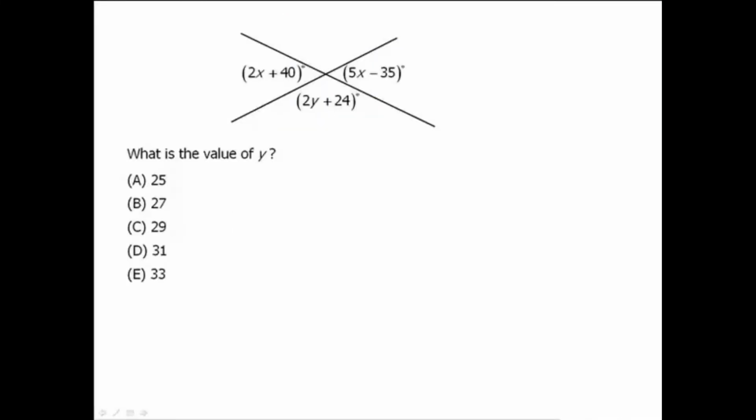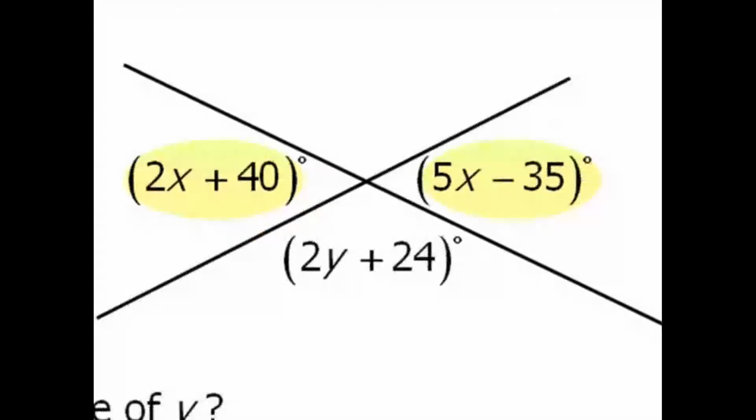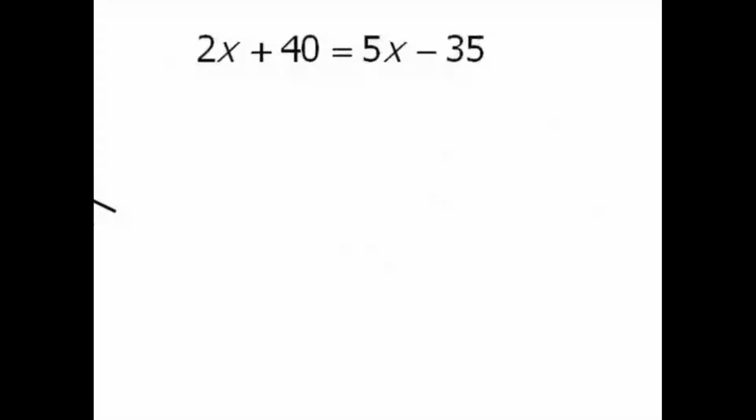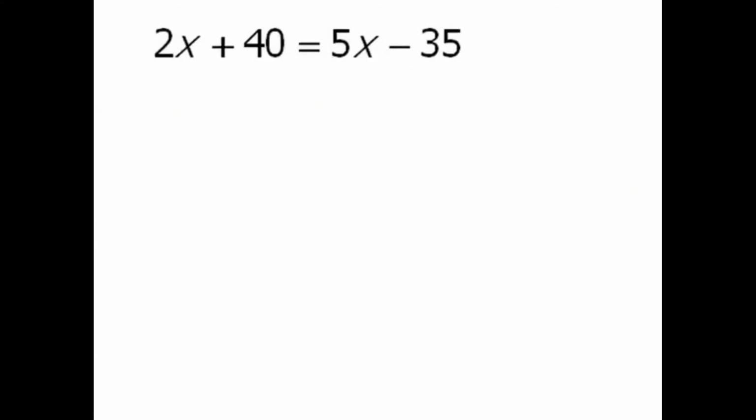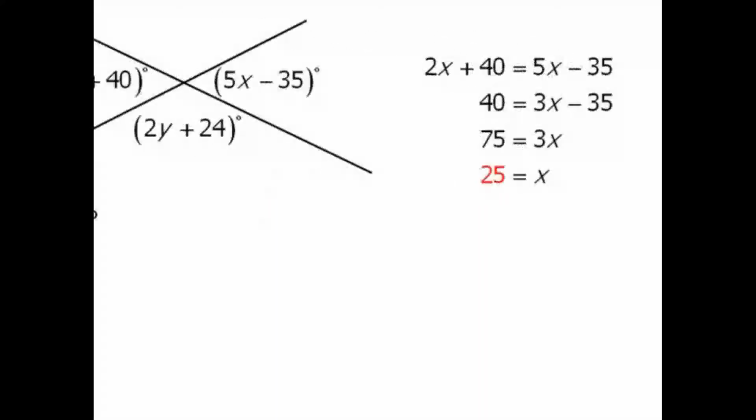There are several possible approaches we could take here. Here's one of them. Since we have two intersecting lines, we know that the angles opposite each other must be equal. So here's our first equation. We'll solve this for x by subtracting 2x from both sides. And now we'll add 35 to both sides. And now we'll divide both sides by 3 to get x equals 25.